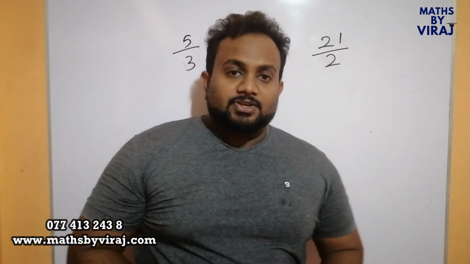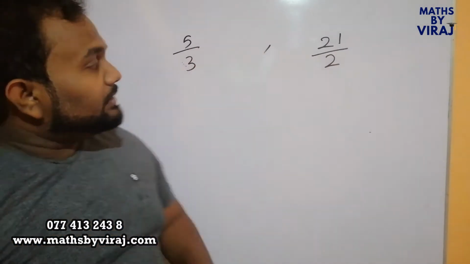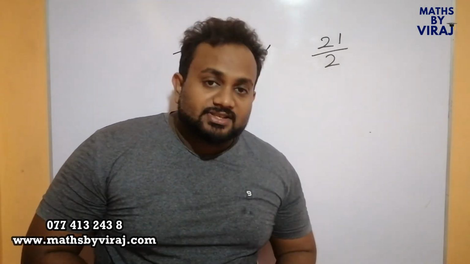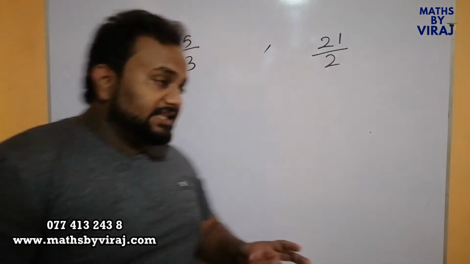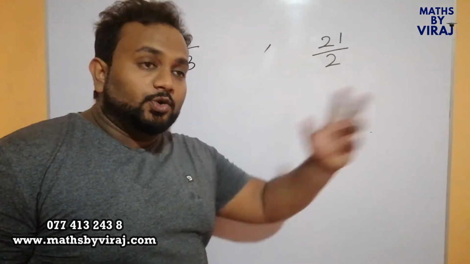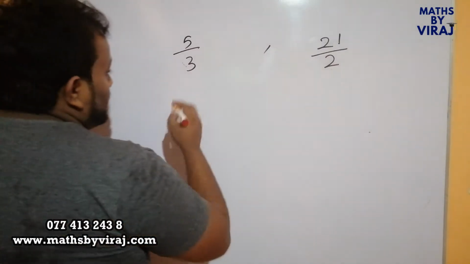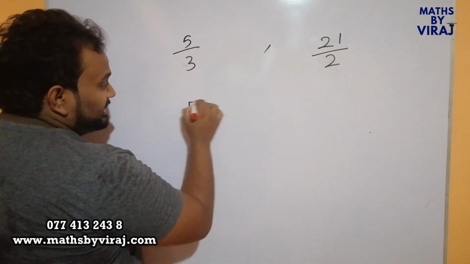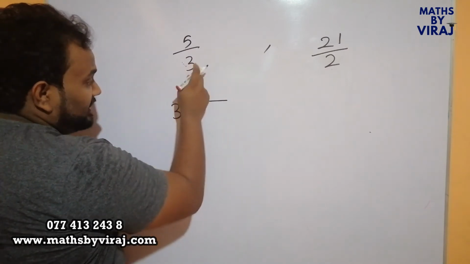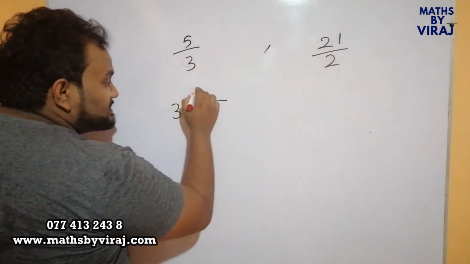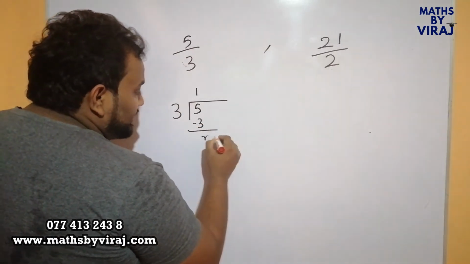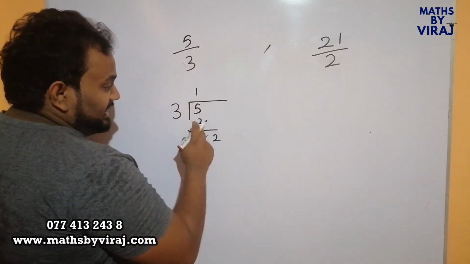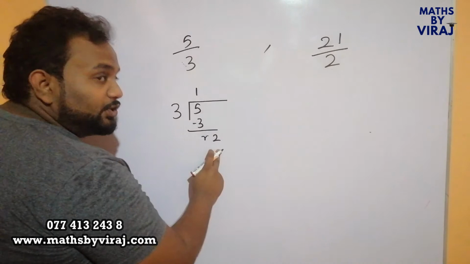Right children, now let's look at the board. Now there are two improper fractions. What I need to do is convert these two improper fractions into mixed fractions. I have 5/3. So when there's 5/3, like the basic method of division, we divide 5 by 3. 3 times 1 is 3. You subtract and the remainder is 2. When you divide 5 by 3, 3 times 1 is 3. When you subtract 3 from 5, the answer is 2.